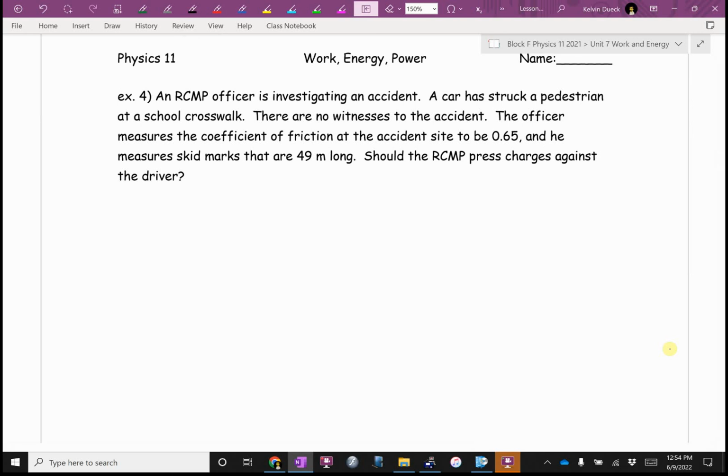So here's my question. What's this asking me to find? Charges? No. In terms of physics, what's this question asking me to find?